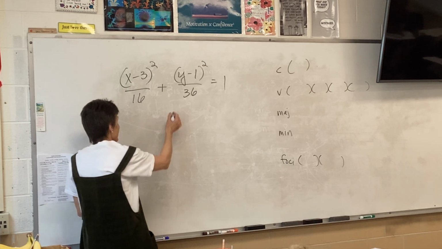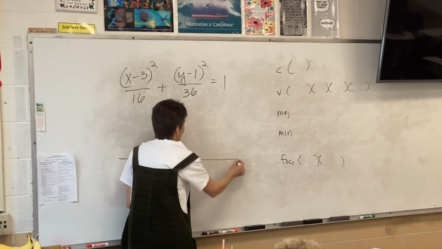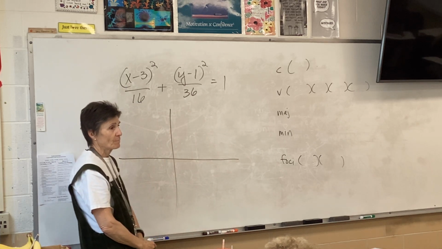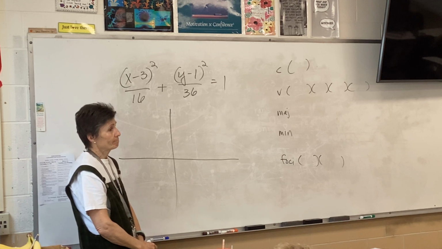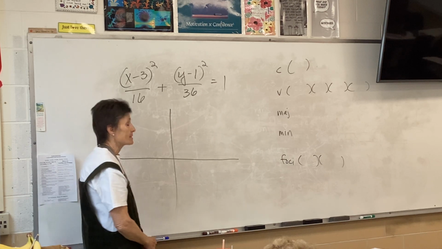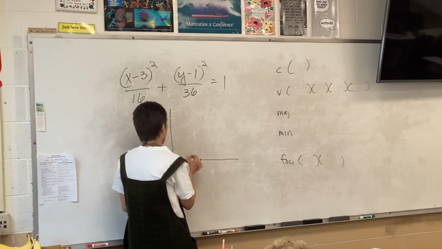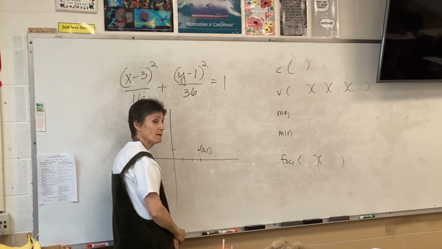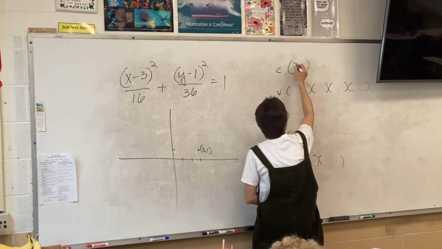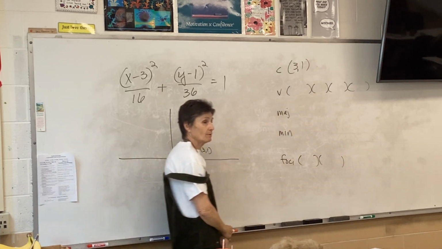All right, so here we go. What do we know right off the bat? Center is (3, -1). Nobody's grading your picture. What's getting graded is this right here. That's your center.